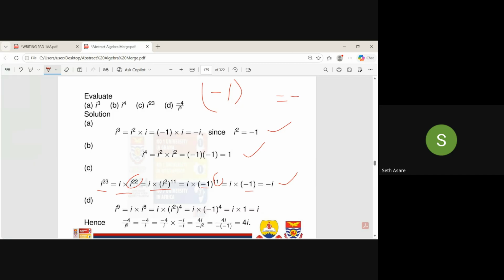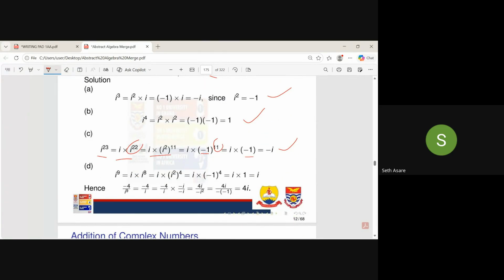Now, when i to the power 9 is given to us, look at 9. We do this one as 1 times 8, so we have i times i to the power 8, which is i to the power 2 multiplied by 4. Okay, so i squared is negative 1. Then the 4 here is an even number, so it will convert that one into positive. And when we multiply i times the 1, we get i.